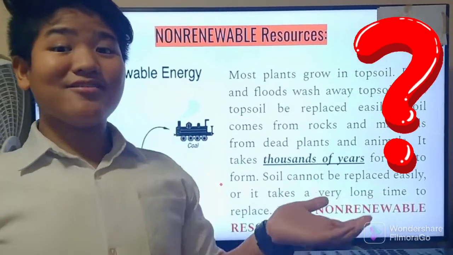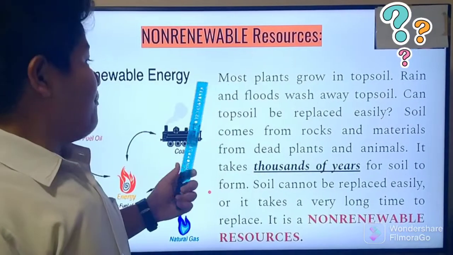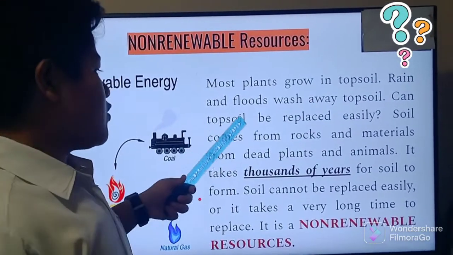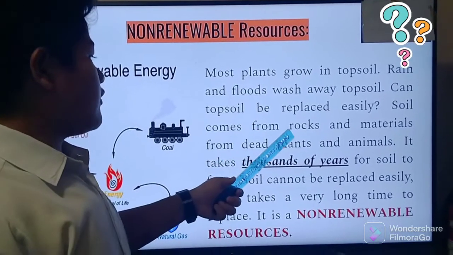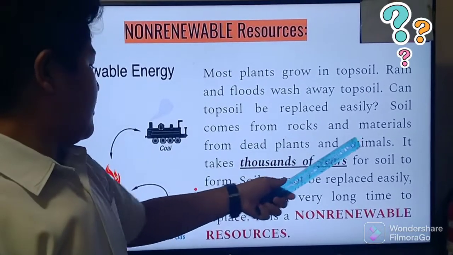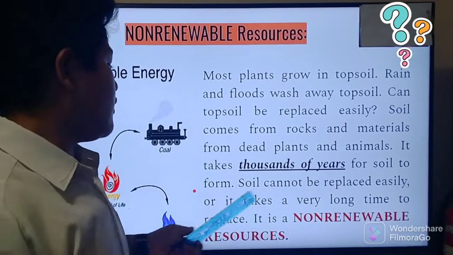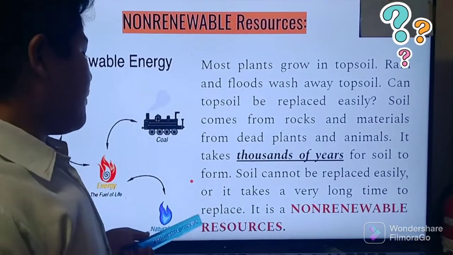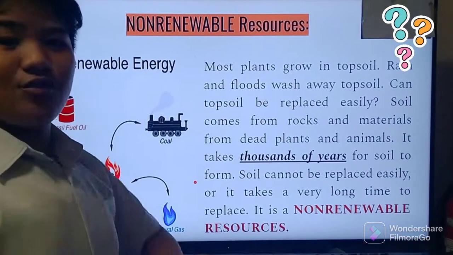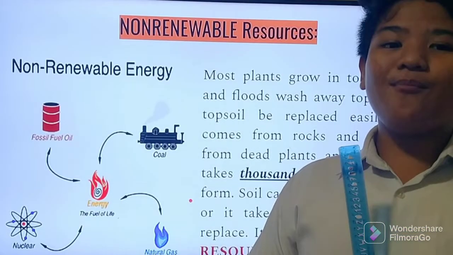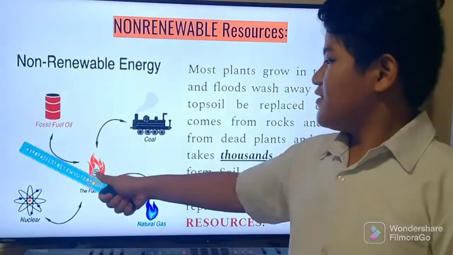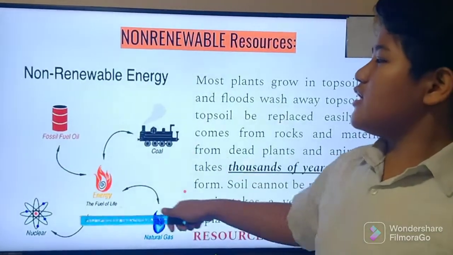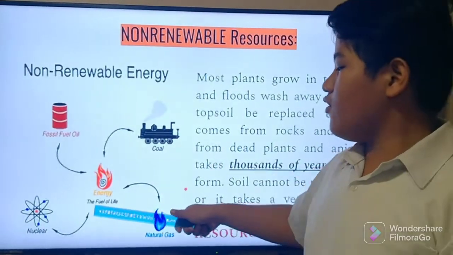What are non-renewable resources? Most plants grow in topsoil. Rain and floods wash away topsoil. Can topsoil be replaced easily? Soil comes from rocks and materials from dead plants and animals. It takes thousands of years for soil to form. Soil cannot be replaced easily, or it takes a very long time to replace. It is a non-renewable resource. Here are the examples of non-renewable energy: fossil fuel oil, nuclear, coal, and natural gas. All of these are non-renewable energy, the fuel of life.